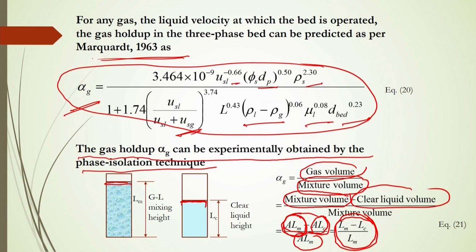Now, see, if you use this Marquardt equation here for the minimum fluidization condition, then it will be alpha g MF, here it will be U S L MF at the minimum fluidization condition, and here again it will be considered as minimum fluidization condition. So, to calculate the minimum fluidization condition, again with a function of the minimum fluidization liquid and gas velocity, then it will be a nonlinear equation.